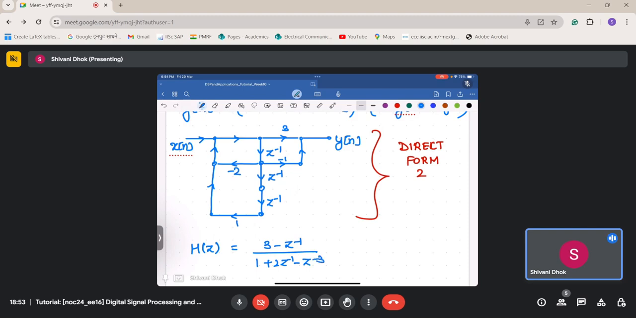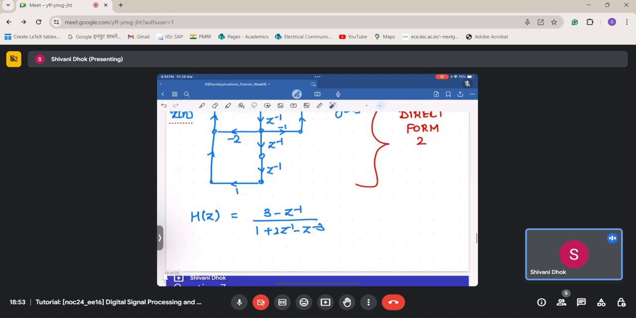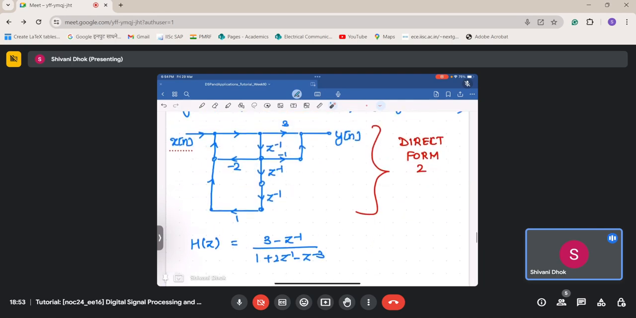Now if you observe carefully, when we are doing a direct form 2, you can just skip all of these steps, and what you can do is start with the denominator. First you have a 1, so you will have a gain of 1 coming here. Then you have 2z inverse, so you will have a z inverse here, and then this z inverse will get multiplied by minus 2. So if you have a plus 2 here, then you will have a minus 2 here.